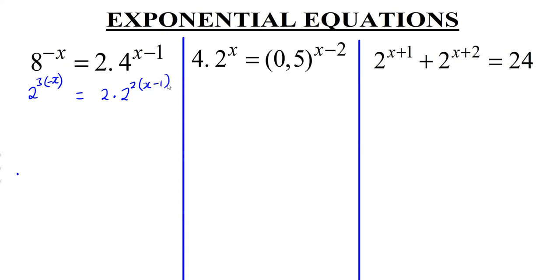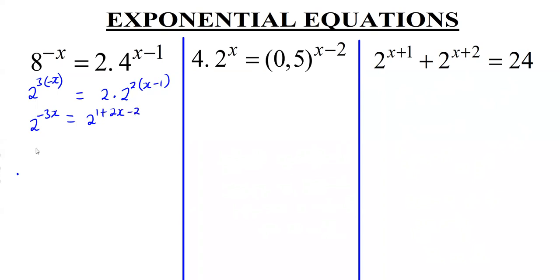Don't forget to put the bracket, guys, because here the bracket matters most. So here is 2 to the power negative 3x is equal to, remember we are multiplying, so we add the powers. It's going to be 2 to the 1, which is 1 for this one here, plus 2x minus 2.